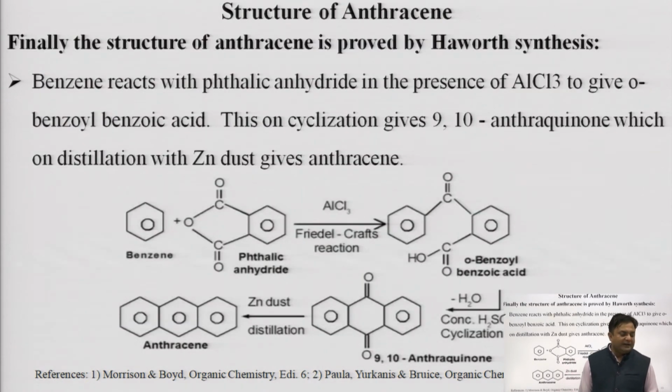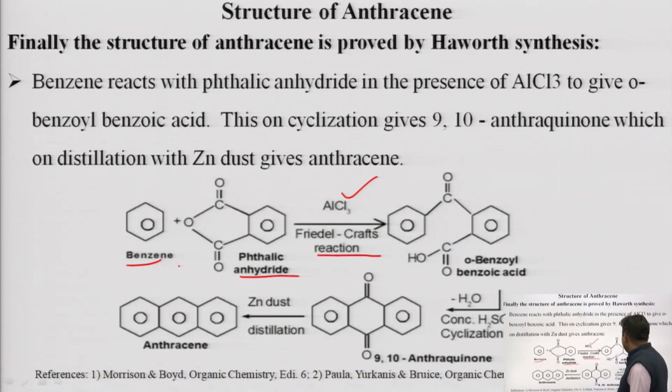Finally, the structure of anthracene can also be proved by the Haworth synthesis. Like other polynuclear aromatic hydrocarbons, anthracene can also be prepared by the Haworth synthesis. Here we are using a benzene ring as the starting material, and we react this benzene ring with phthalic anhydride in the presence of a Lewis acid like AlCl3. A Friedel-Crafts reaction occurs, and we get ortho-benzoyl benzoic acid.